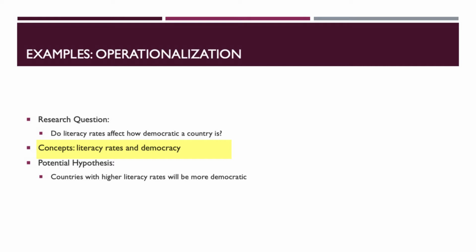So here, obviously, we're talking about literacy rates and democracy. Looking at this specific word here, affect, we can see that the independent variable is literacy rates because we are expecting that to have an effect on our dependent variable, how democratic a country is. So one potential hypothesis might be countries with higher literacy rates will be more democratic. They're more educated, thus more likely to participate in politics and make informed democratic decisions.